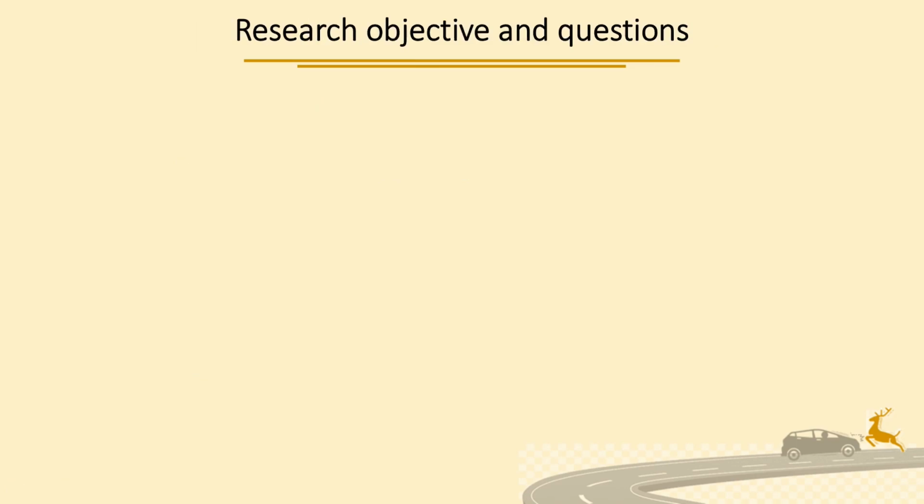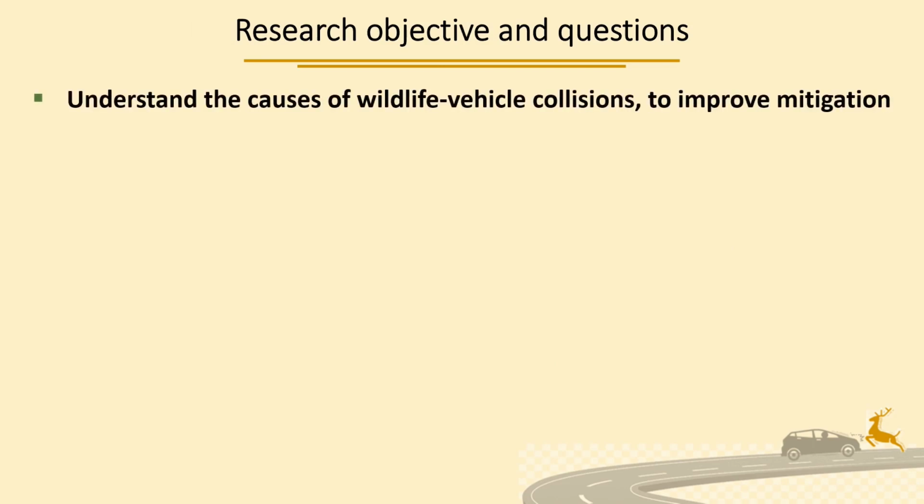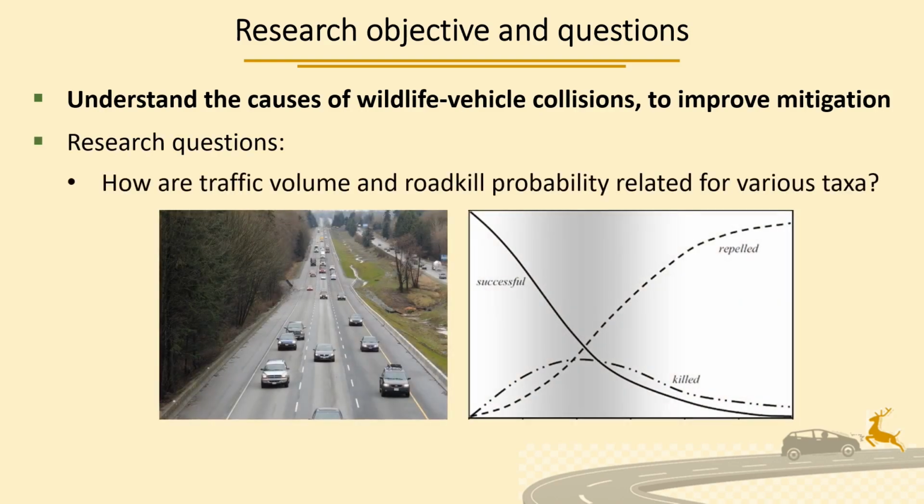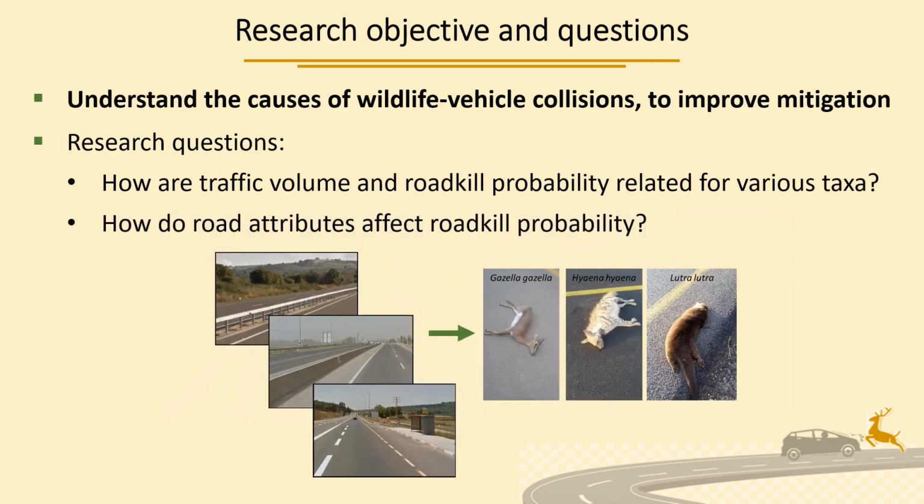Our research objective is therefore to better understand the causes of wildlife vehicle collisions in order to improve roadkill mitigation. We ask the following research questions. How are traffic volume and roadkill probability related for various taxa, specifically whether the unimodal effect is supported empirically? We also ask how do road attributes affect roadkill probability?